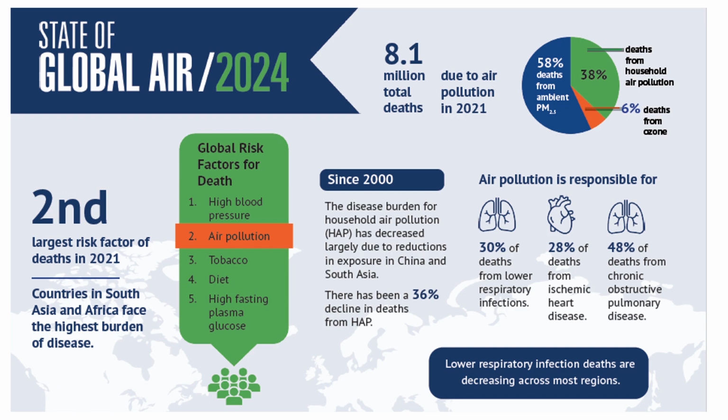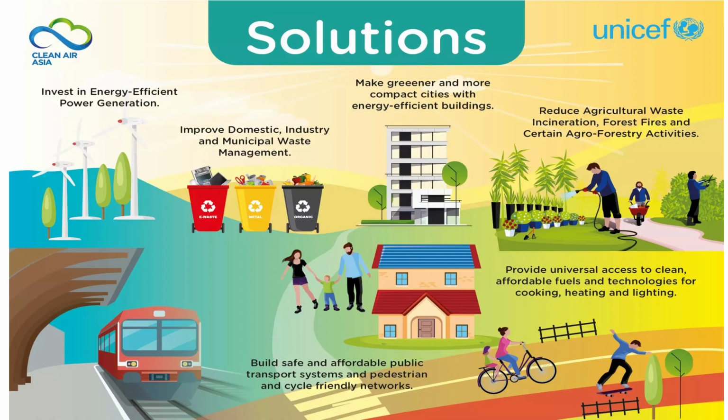As per the State of Global Air Report 2024, around 8.1 million deaths were reported due to air pollution in 2021. Out of them, 58% of deaths were from ambient particulate matter 2.5. Particulate matter 2.5 is a fraction of the width of a hair, many thousands of times smaller than a human hair. So it is completely invisible, but its impact is highly dangerous.